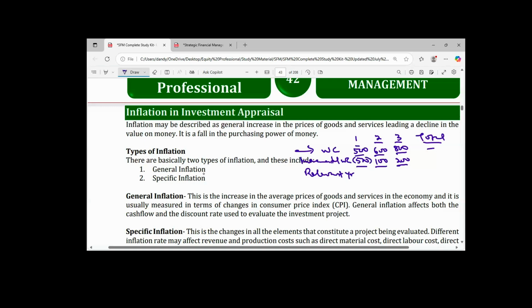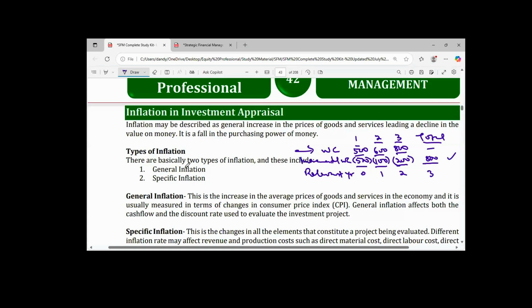Then at the end of the useful life of the project, which is year 3, I will recover the entire working capital. The highest working capital is 800. That is 500 plus 100 plus 200, which gives us 800. This is how to treat incremental working capital. With this, I've recovered the entire 800 as my working capital.